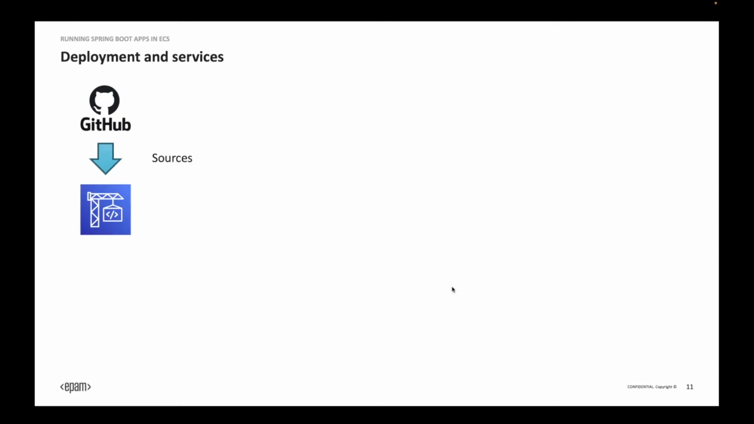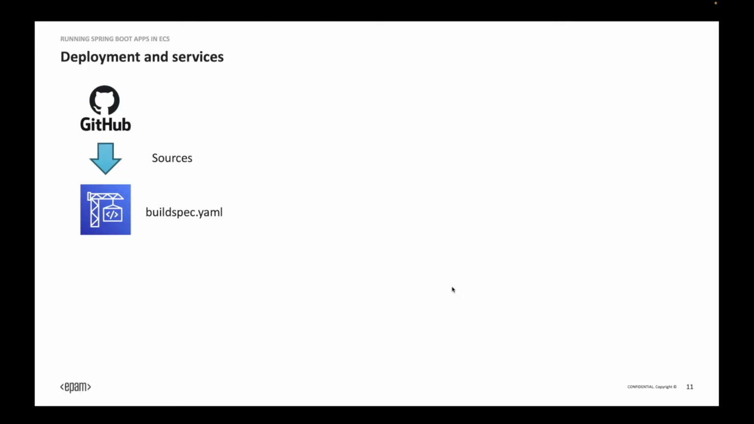What do I need to do next? I need to take my sources and build them using CodeBuild. Why? Because I'm going to run my application in ECS, and in order to do it, I need to have my Docker images built. That's why I do not want to build them locally. I will build them using CodeBuild. That's why I need to have a buildspec.yaml file. We will take a look into it shortly.